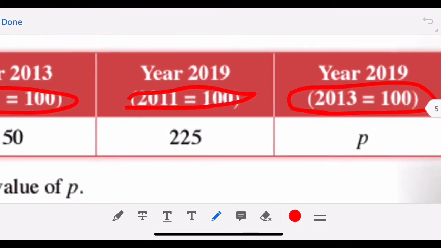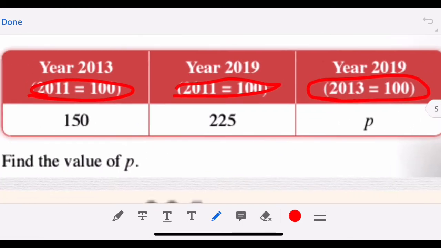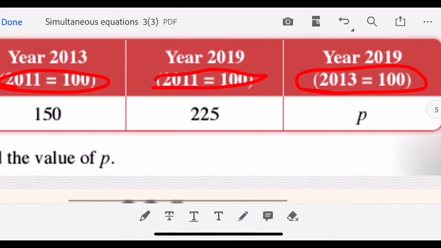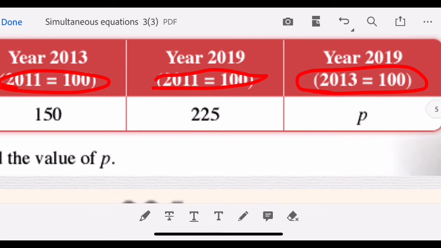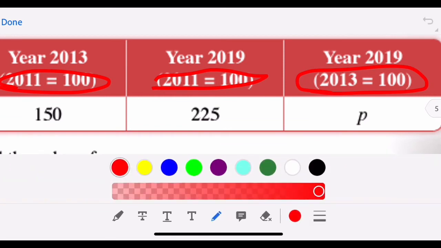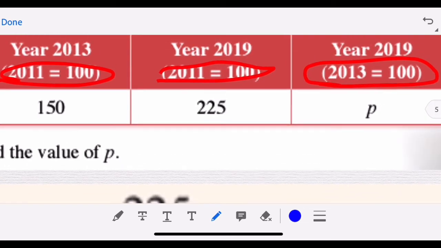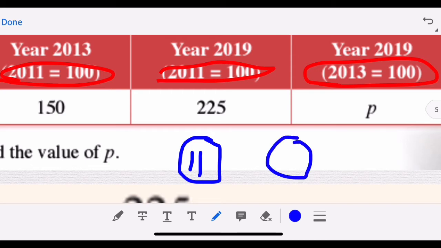So for a question like this, there are many ways to do it. We have 3 years, right? Which is 2011, 2013 and 2019. So I like to share with you 3 methods. One of the methods I call the ellipse method. When it comes to the ellipse method, we always draw 3 circles. This is 2011, then this is 2013, then this is 2019.